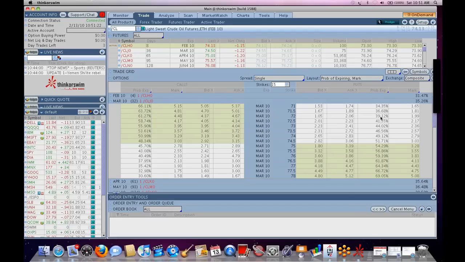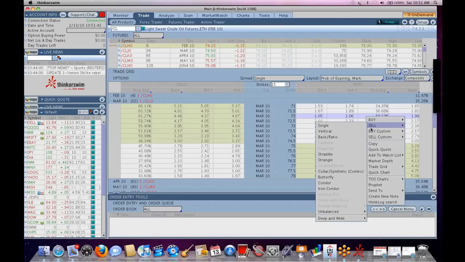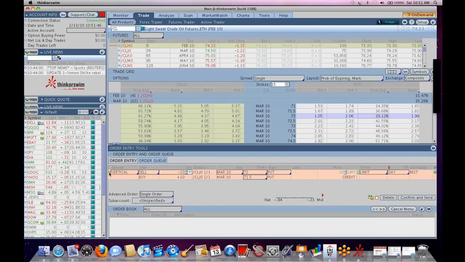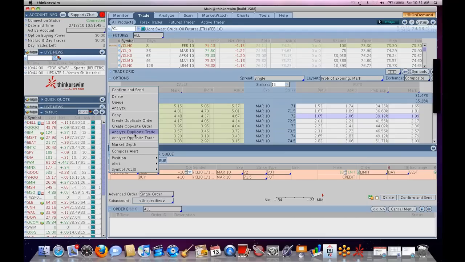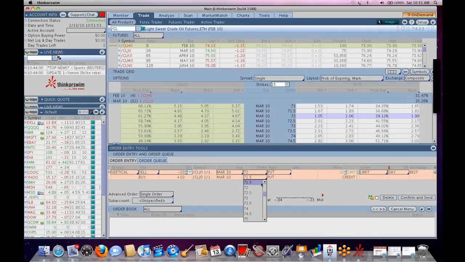39.12. Theoretically, by March expiration in 32 days, crude oil has about a 40% chance, 39% probability, that it is going to be below 72. Okay? That's what that number means. But let me show you what happens. Right-click, sell vertical, and let's just, not going to execute, so let's just analyze duplicate trade. No, actually, let's change it to the 72-71.